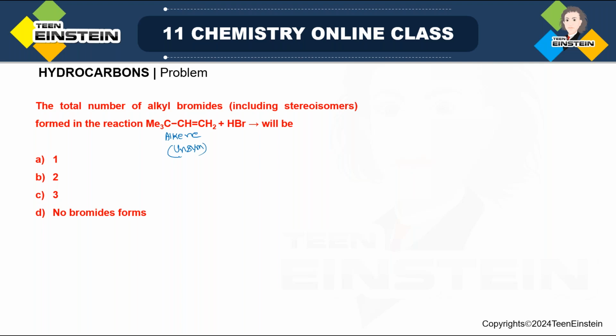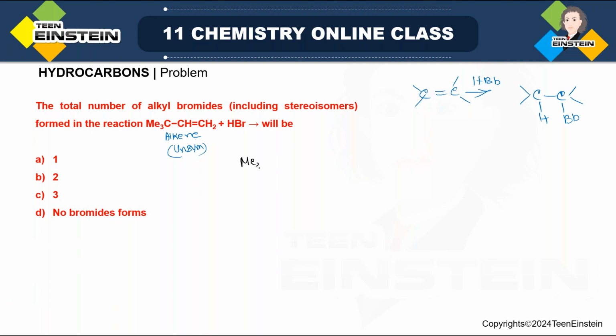And it is asking for the total number of alkyl bromides. That means the product will be an alkyl bromide, because when you add H and Br to a C=C double bond, you are adding HBr. So what we get is an alkyl halide, or you can say alkyl bromide. So how many product possibilities are there, including stereoisomers, that we have to find here. That is the question it is asking.